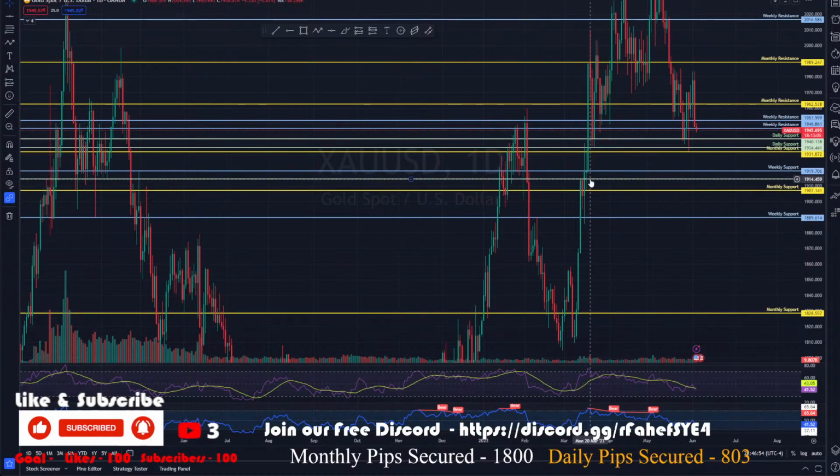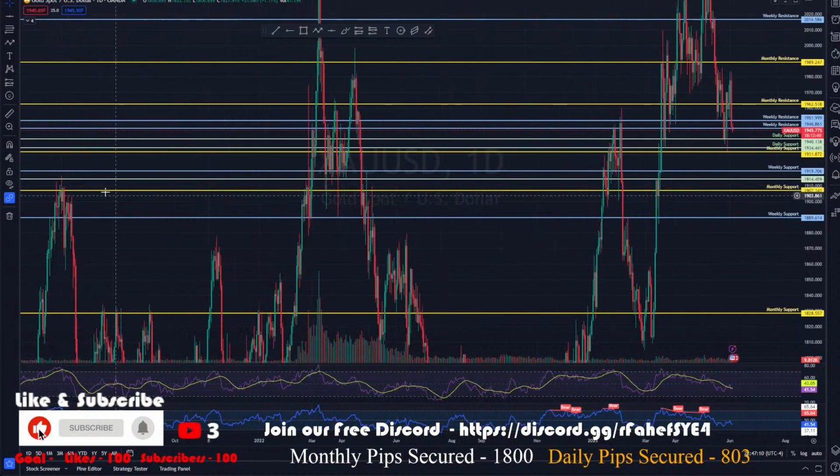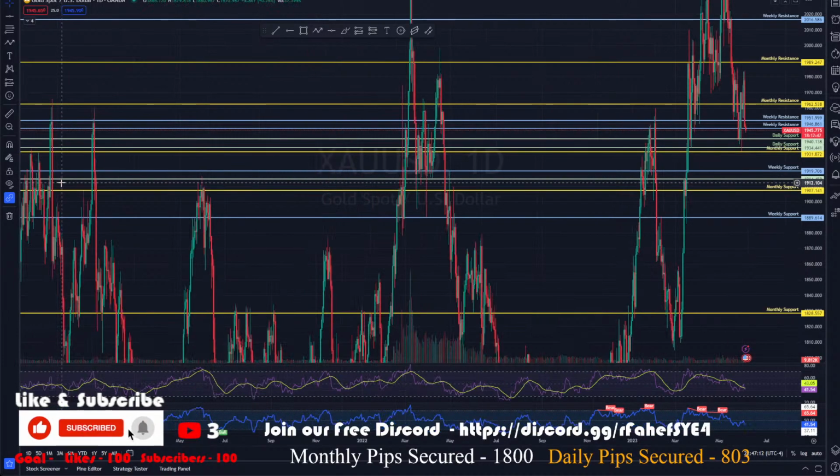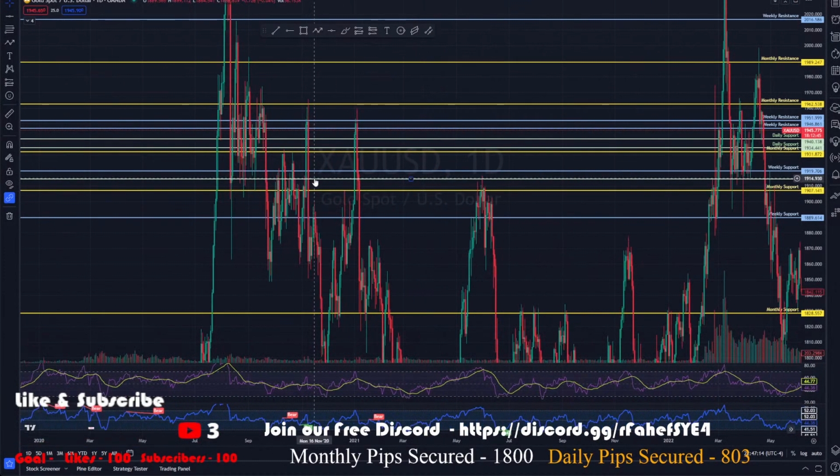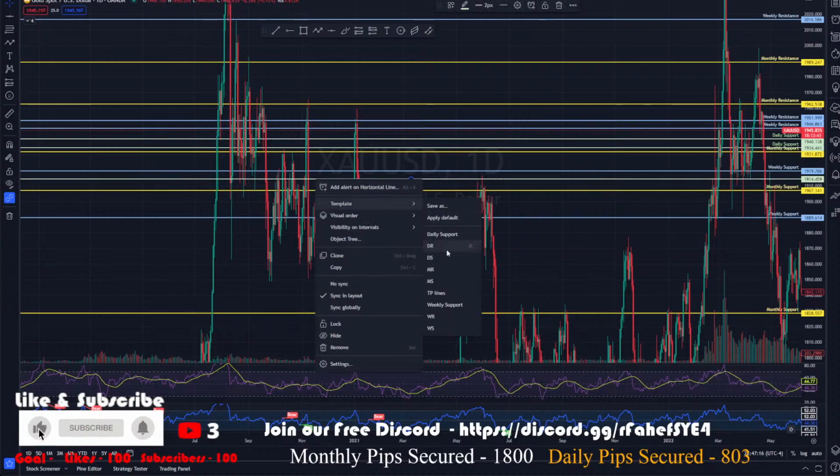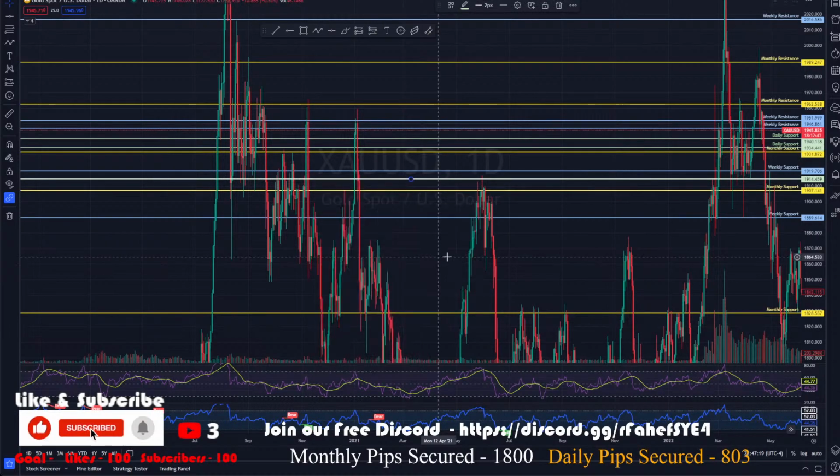Sorry, I was looking at the wrong thing. This is the one we are looking at. Two top wicks. Bottom wick, so not that much. Top wick. Minor area of daily support.